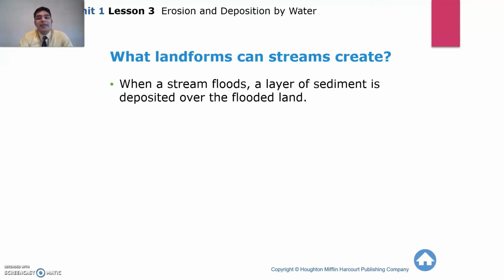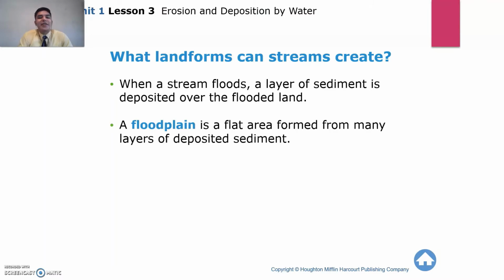When a stream floods, a layer of sediment is deposited over the flooded land. And we have a floodplain. It's a flat area formed from many layers of deposited sediment. So we're talking about deposited sediments again. Remember that all of those rocks are going to continue moving until they stop. And if all of these materials are staying at the same place, let's say, if they start piling up, we are going to have what we call a floodplain.